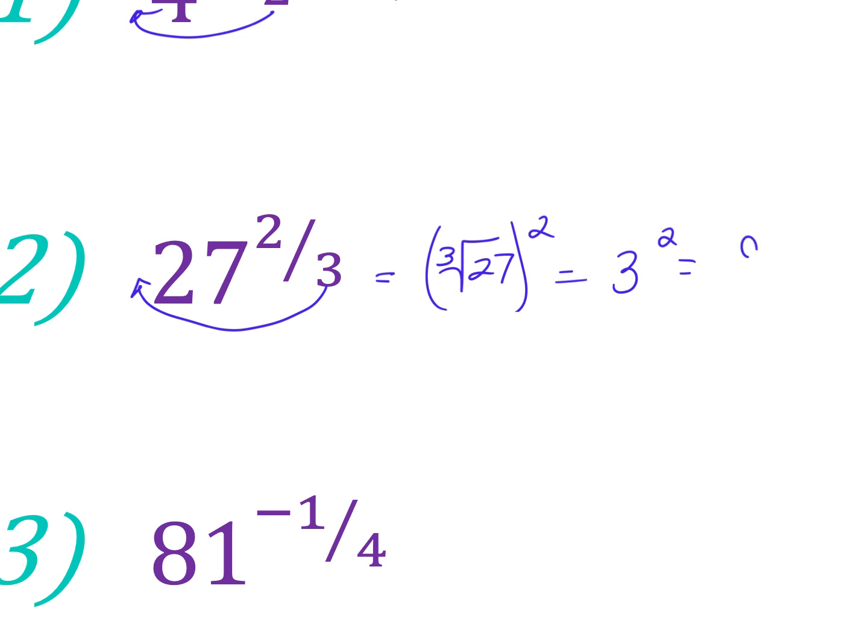All right, let's talk about showing work again. Say you do this. You show me that you understand 2/3 becomes the cube root of 27 squared. Then you write 3 squared. And then you say 3 squared is 6.